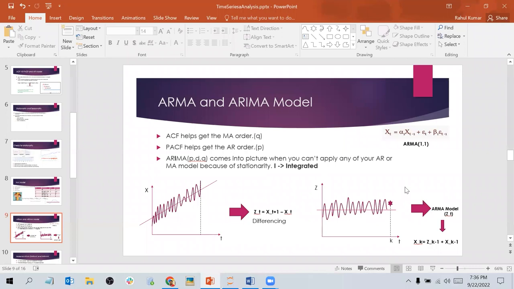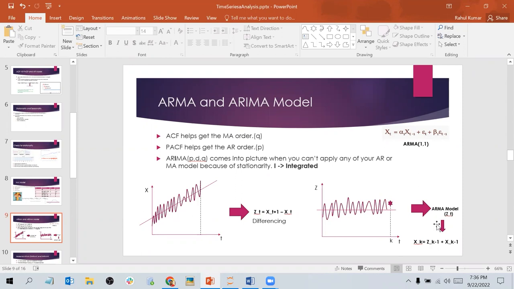We'll come to the code when you see how we can actually find P and Q from the PACF and ACF plots. So we'll actually do the prediction for this series. Once we have done the prediction, let's say we are trying to find what will be the value at point K. This we will get.